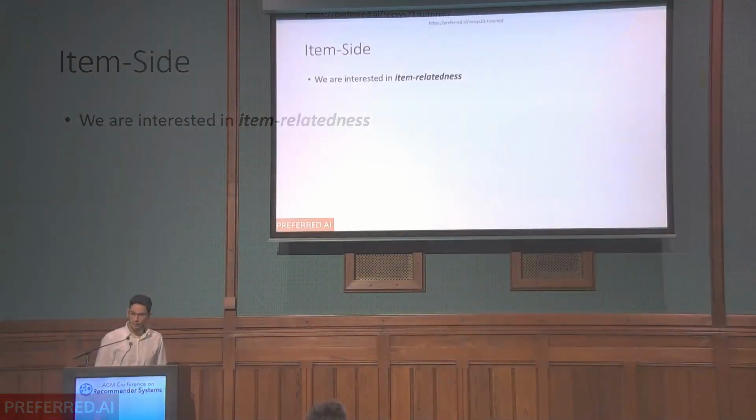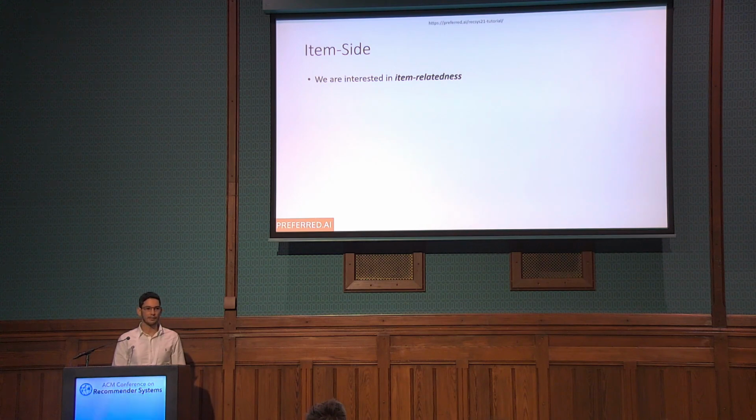All right, now we arrive at the item side. So we covered the 3 families of models for integrating this graph modality on the user side. Now on the item side, often we are looking for item relatedness.